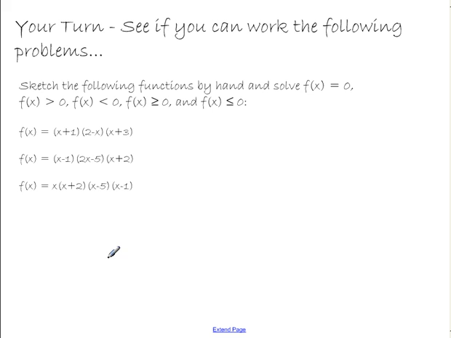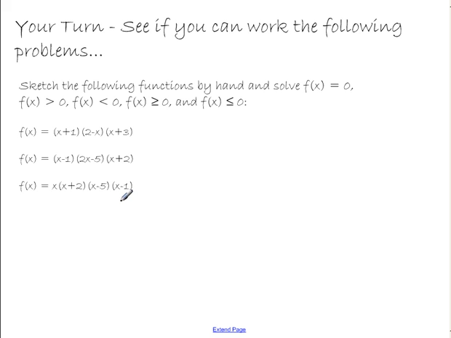So what I want you to do is see if you can work these problems. F of x is equal to x plus 1 times 2 minus x times x plus 3. F of x equals x minus 1 times 2x minus 5 times x plus 2. And then the last one is f of x is equal to x times x plus 2 times x minus 5 times x minus 1.